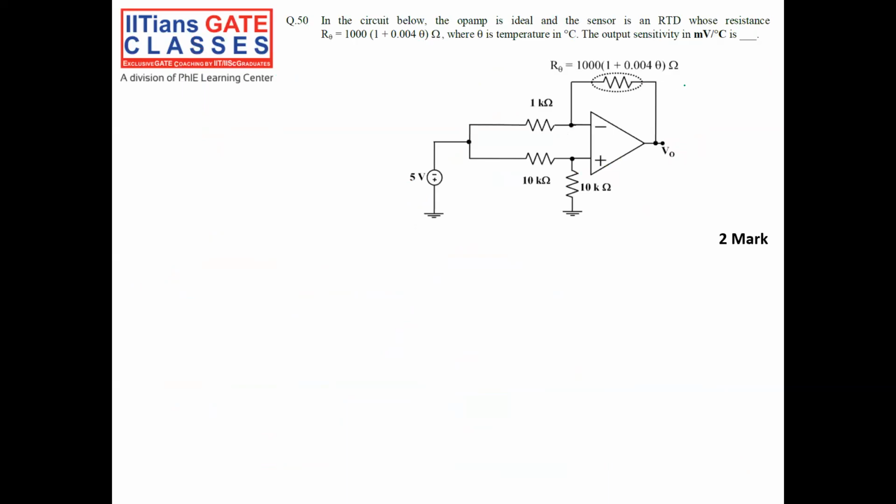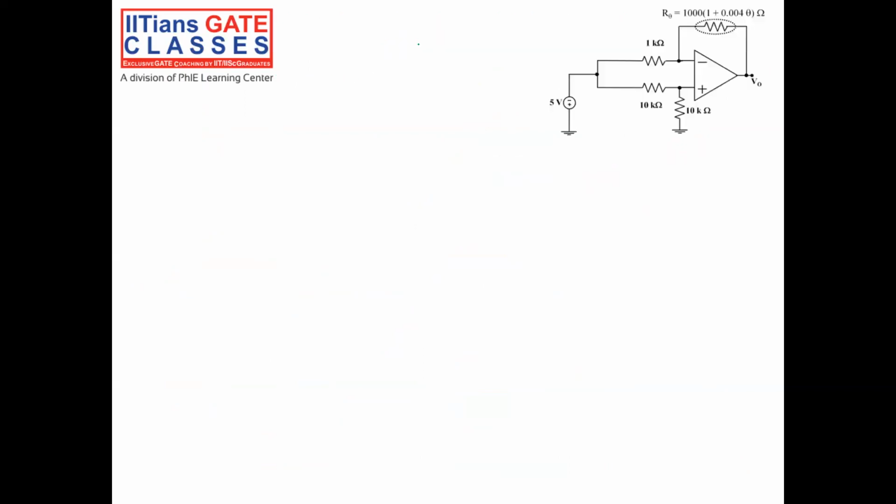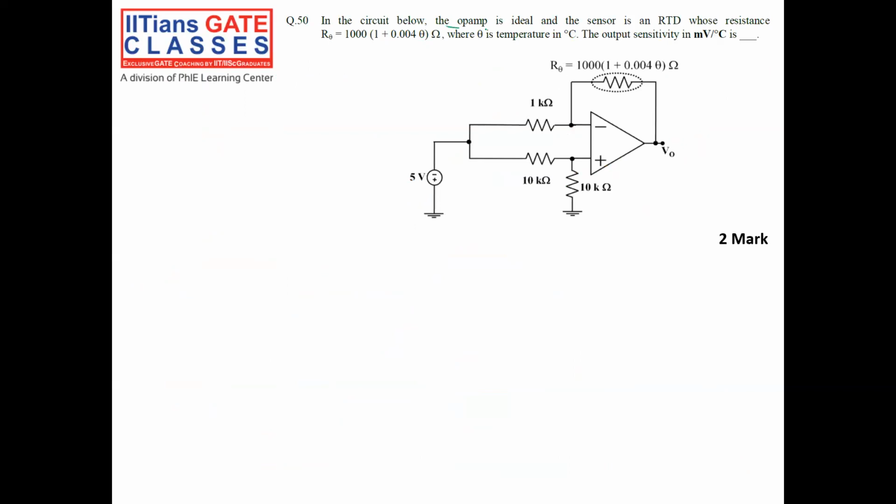Let us see the next question. In this question, given the circuit shown below, the op-amp is ideal, and the sensor is an RTD whose resistance is given by R theta equal to 100 into (1 plus 0.004 theta) ohm, where theta is the temperature in degree Celsius. Then the output sensitivity in millivolt per degree Celsius is what?